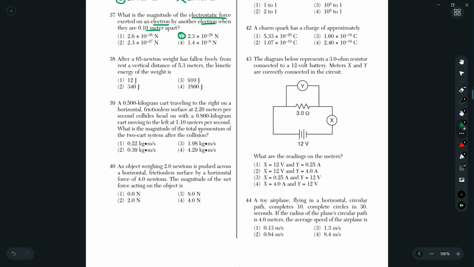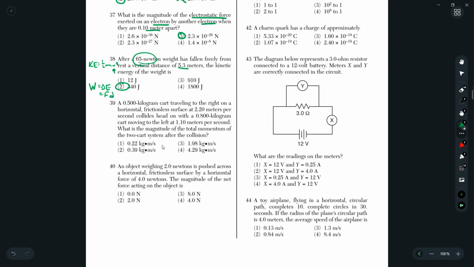After a 65 newton weight has fallen a distance of 5.3 meters, the kinetic energy is... Okay, long way, short way. Long way would be kinetic energy is 1/2 mv squared. Try to find the v. Use this to find mass. Short way is that work is the change in energy. And work is force times distance, which I have, which is 65 times 5.3, which should be 340 joules.